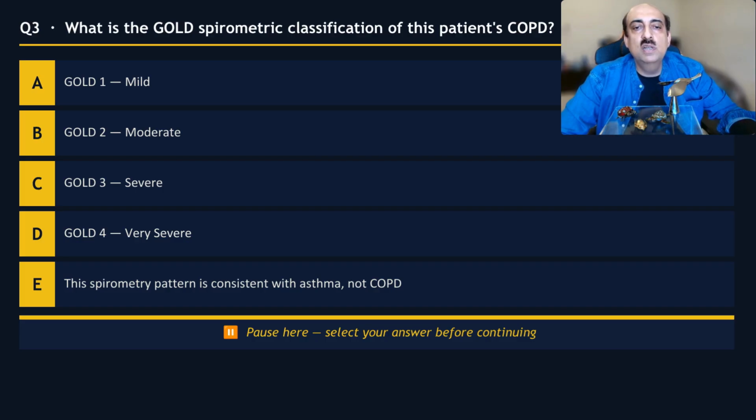What is the GOLD spirometric classification for this patient's COPD? A. Gold 1, which is mild. B. Gold 2, which is moderate. C. Gold 3, which is severe. And D. Gold 4, which is very severe. Or option E, which means that this spirometry pattern is not consistent with COPD, rather it is consistent with asthma.